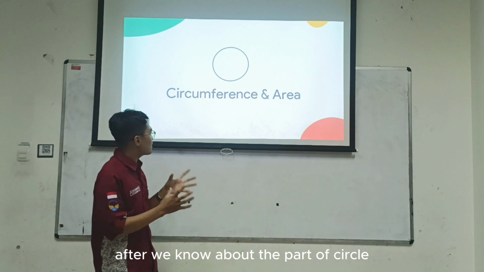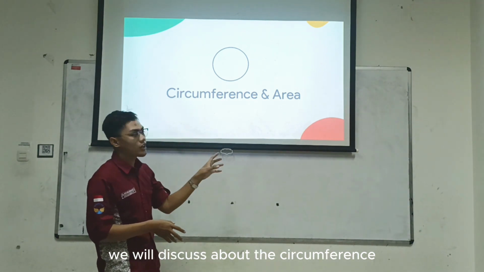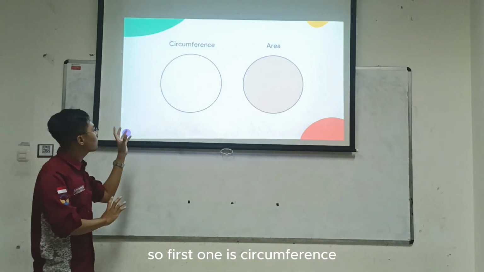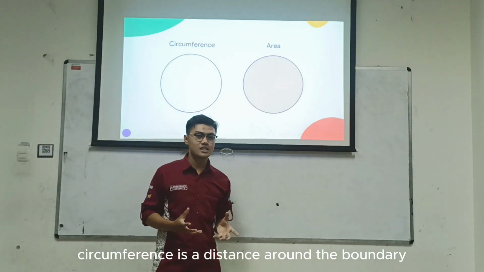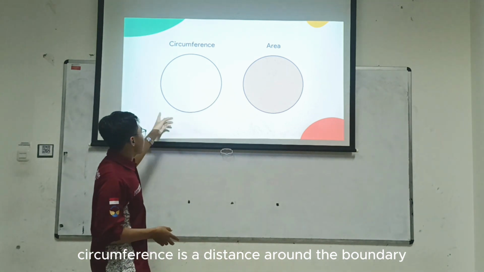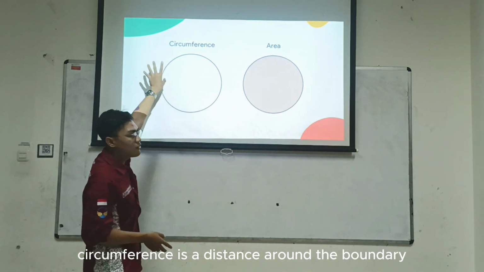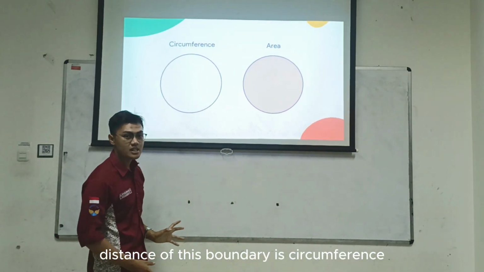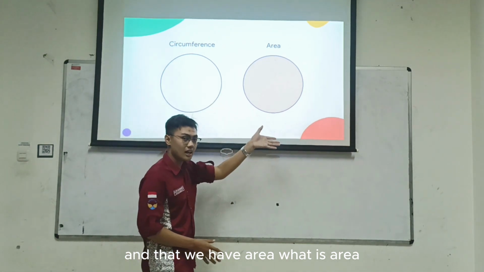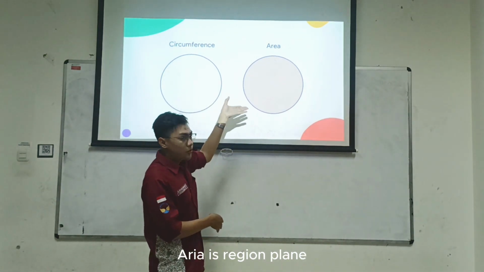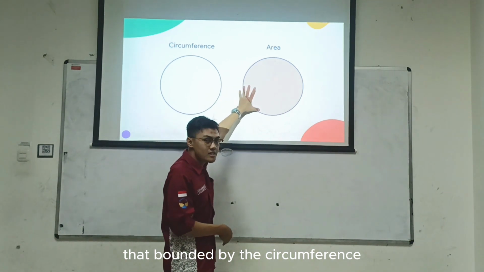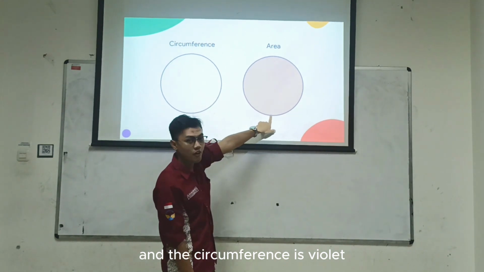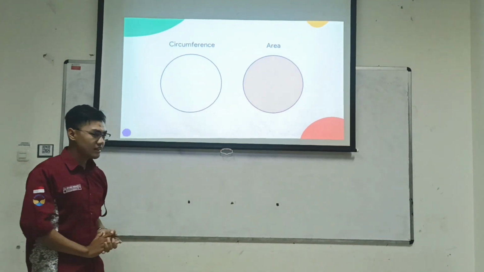After we know about the parts of a circle, we will discuss the circumference and area of a circle. The first one is circumference. What is circumference? Circumference is the distance around the boundary of a circle. And then we have area. What is area? Area is the plane region bounded by the circumference. This area is red and the circumference is violet. Okay, did you get it?